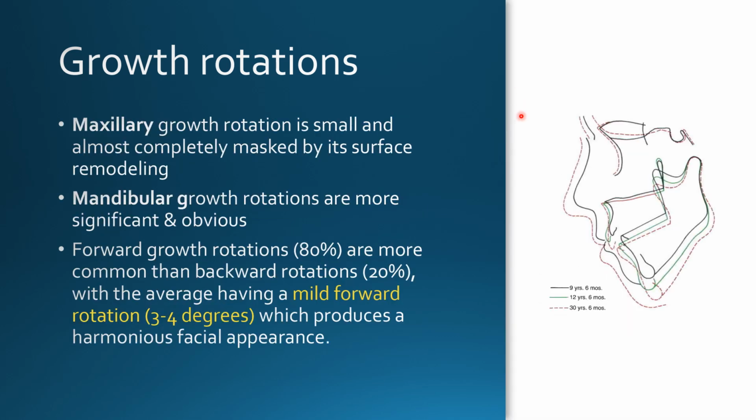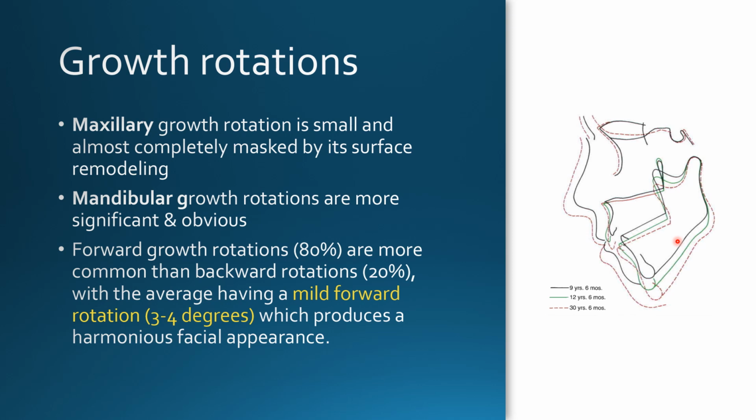So according to Bjork's studies, the maxilla does undergo rotation, but it's mostly negligible and it is concealed or masked by the extensive surface remodeling that happens. So when I look at this picture and see the superimposition of this patient as he grows with the 3 lines, I see that the maxilla did not have much rotation, whereas if you look at the mandible, you see very obvious rotation, and this is actually true always. The maxilla has negligible rotations, whereas in the mandible the rotation is clearer.